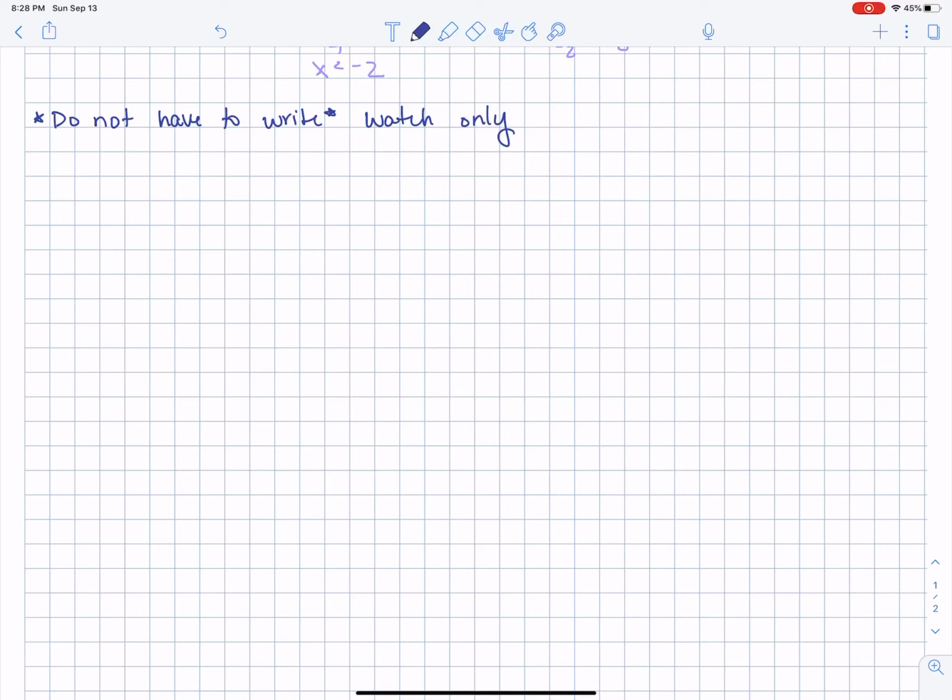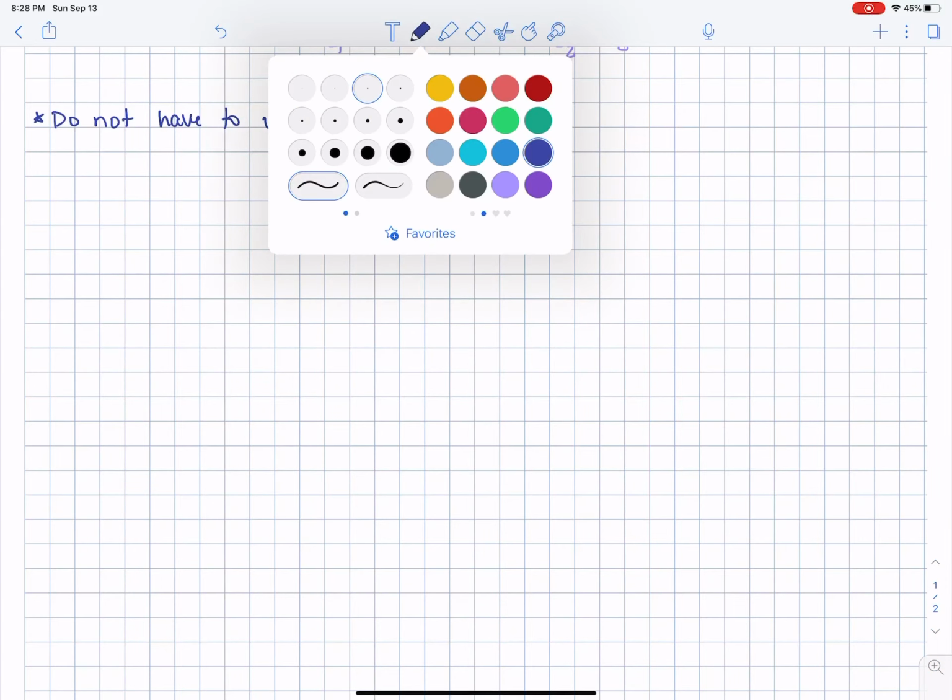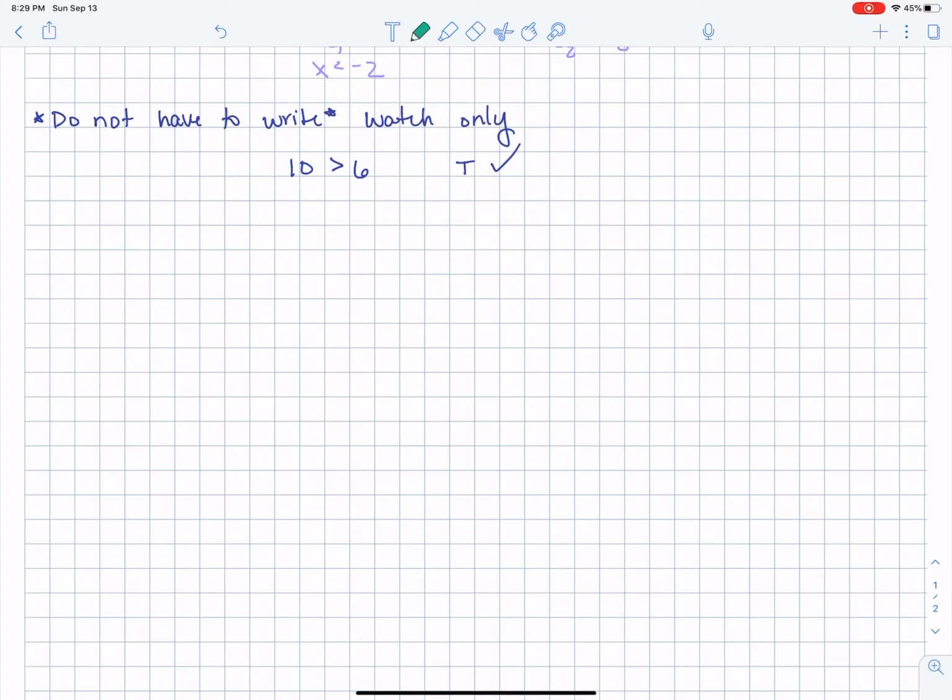So what I like to do here is start with what's called a true statement. So I'm going to start with 10 is greater than 6. We can all agree that that's true, right? 10 definitely is greater than 6. Now we're going to change this around a bit. I'm going to start by adding 6, and if I add 6, I have to add 6 to both sides. So 10 plus 6, that's 16. 6 plus 6, that's 12. 16 is still greater than 12. It turns out to be true.